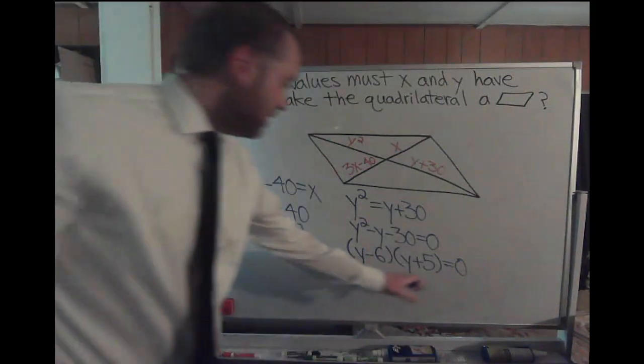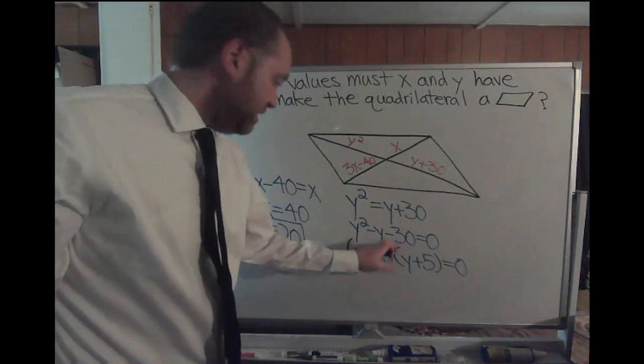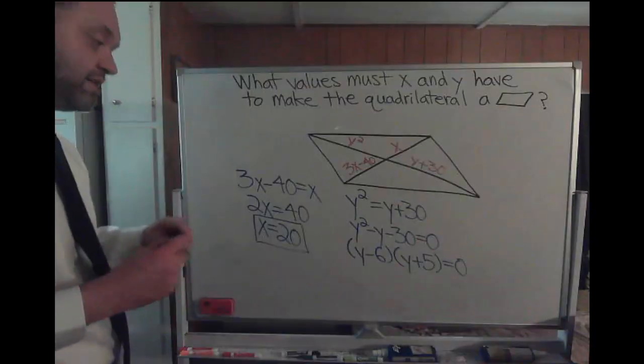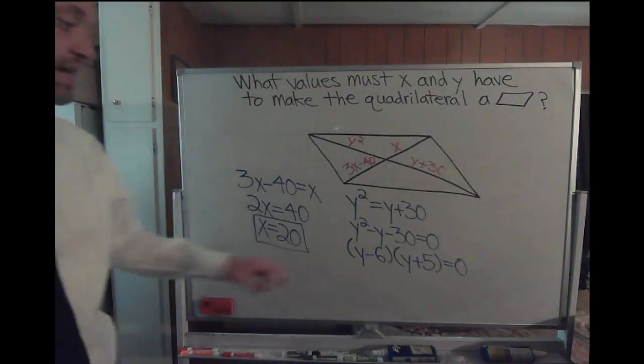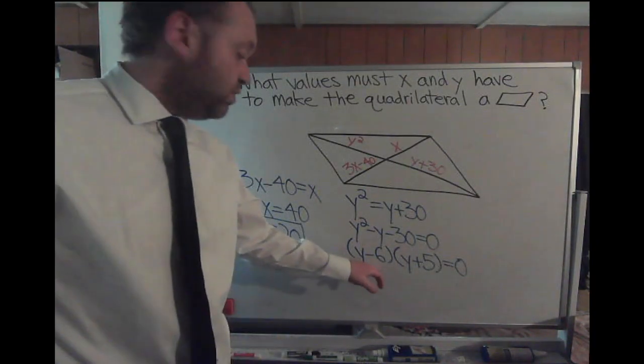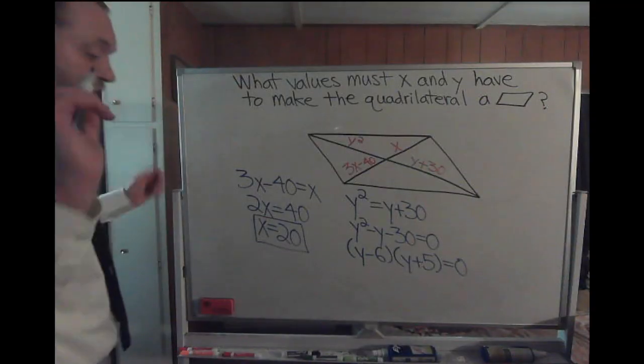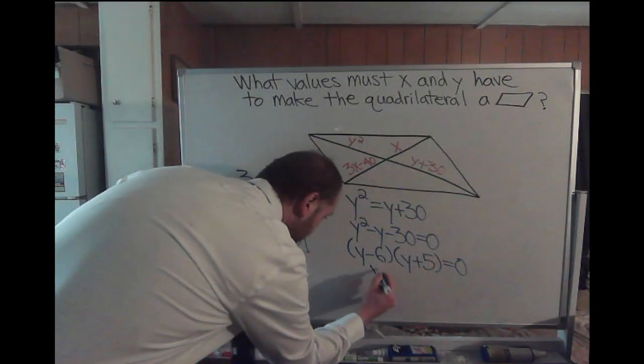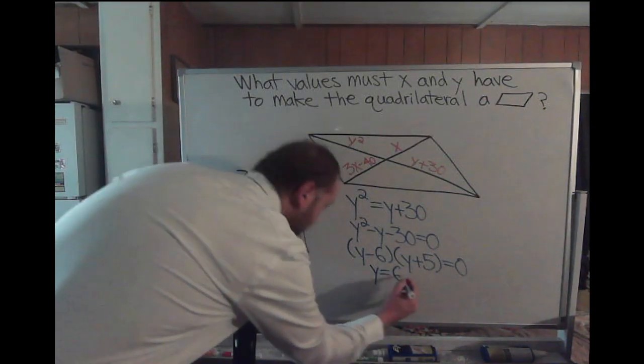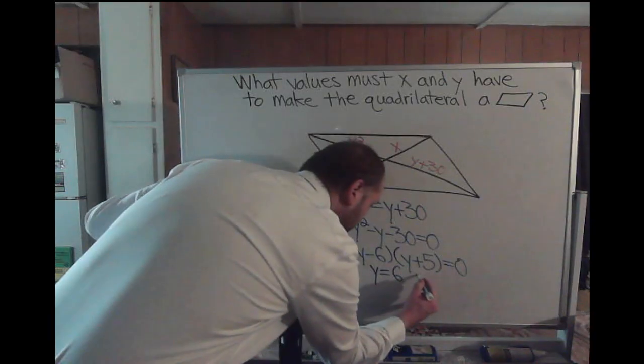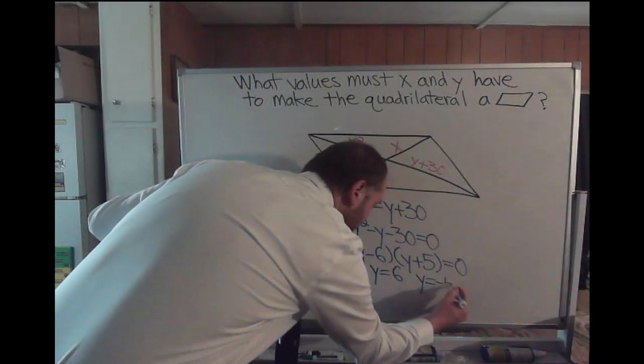So yeah, y squared plus 5y minus 6y, that's minus y minus 30. Perfect. So I factored it just right. This factors into y minus 6, that quantity, times y plus 5. And initially, you'll get two solutions for y. You would set each one equal to 0, you get y equals 6, and then y equals negative 5.